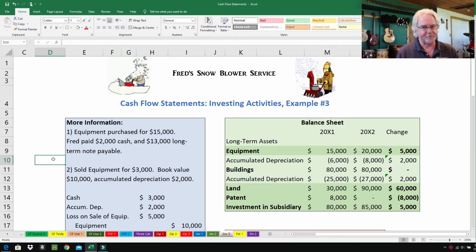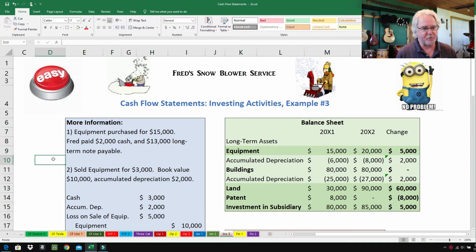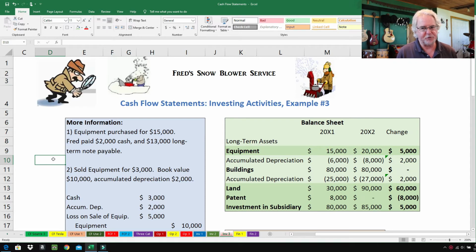So today we are studying cash flow statements at the intermediate accounting level, and we're focusing on investing activities. This is the third example of investing activities. So I'm going to go kind of fast because we've already had two examples, although there are a couple of new complications here to study. Now, investing activities is not that hard to do, but you do have to be like a detective.